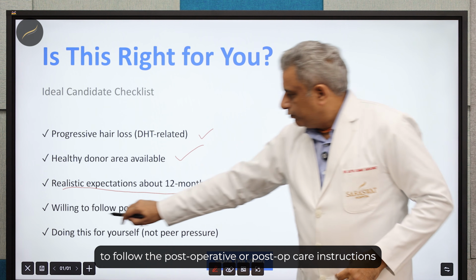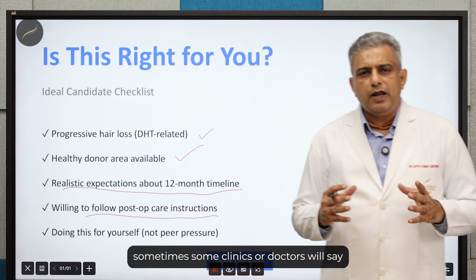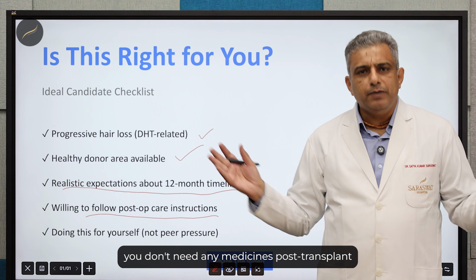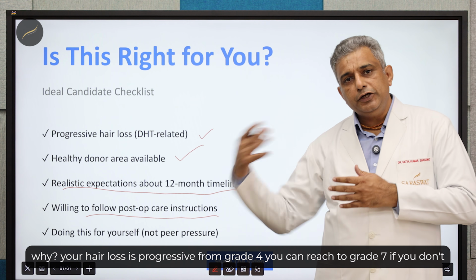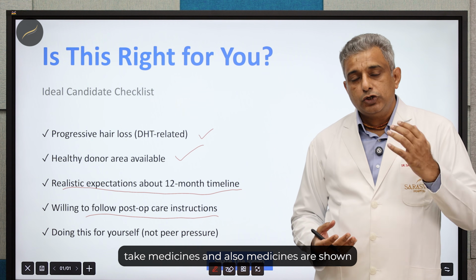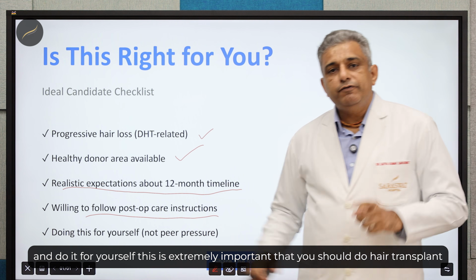You should be willing to follow the post-operative or post-op care instructions. Sometimes some clinics or doctors will say, you don't need any medicines post-transplant. Why? Your hair loss is progressive. From grade 4, you can reach to grade 7 if you don't take medicines. And also, medicines are shown to give better results after the transplant. And do it for yourself.